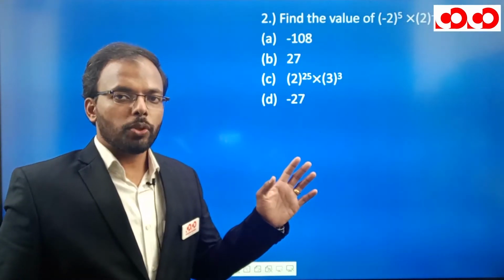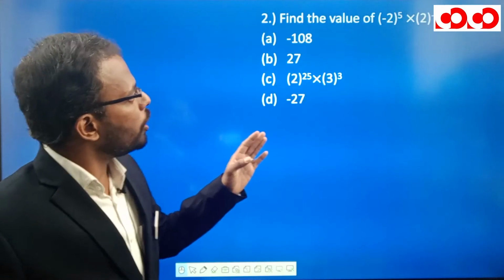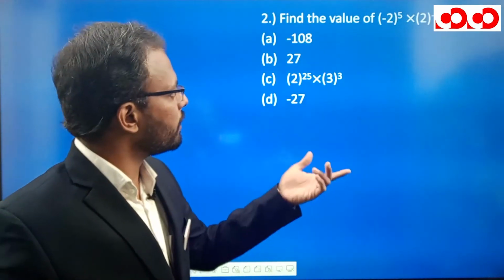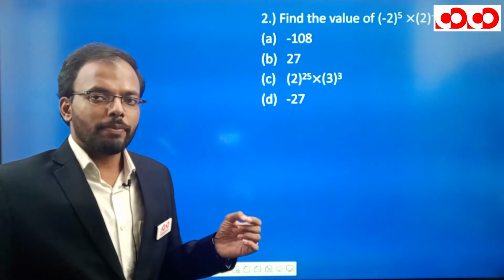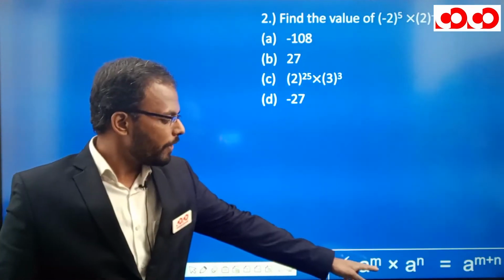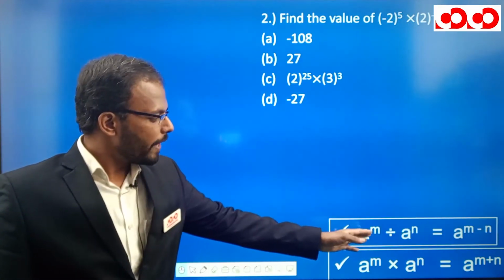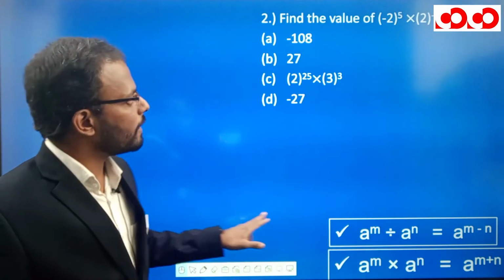So here is the second question. Let's try and solve it. Find the value of (minus 2) to the power of 5 into 2 to the power of minus 5 multiplied by 3 to the power of 3. So the formulas which we are going to use here are a to the power m into a to the power n is equal to a to the power m plus n. This we have seen. A to the power m divided by a to the power n is a to the power m minus n, which we know.